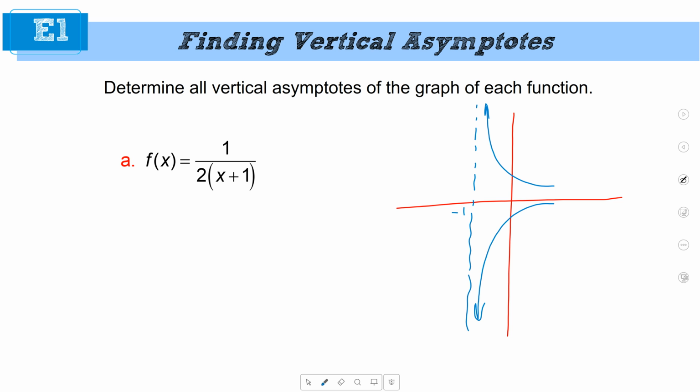Why? Convince us. If you plug in 1, which is past it, it gives you 1 over 4, which is positive. Okay. So you're saying that because all the way over here at 1, the value is positive, then this must go up. Yeah, and I bet if you kept plugging in more points as it approaches the asymptote, it would go up. Good.